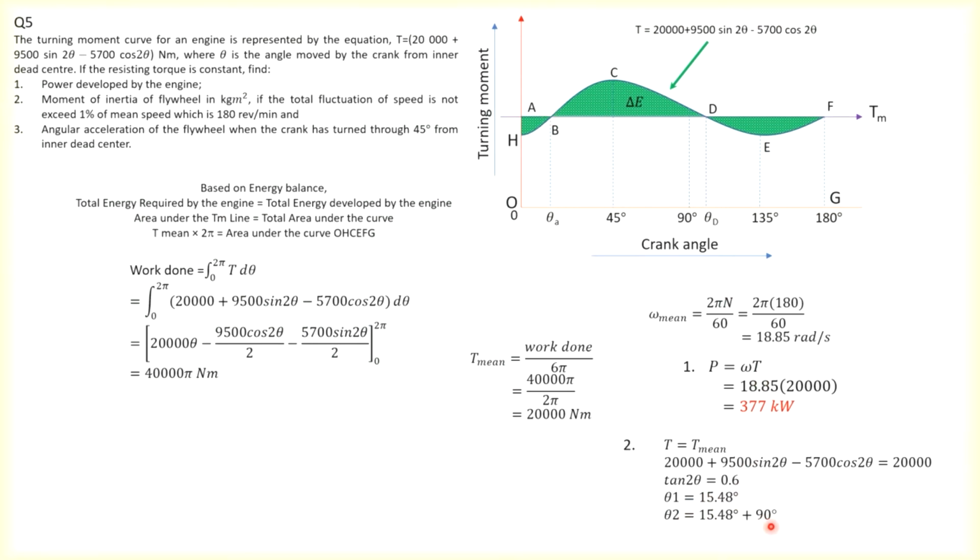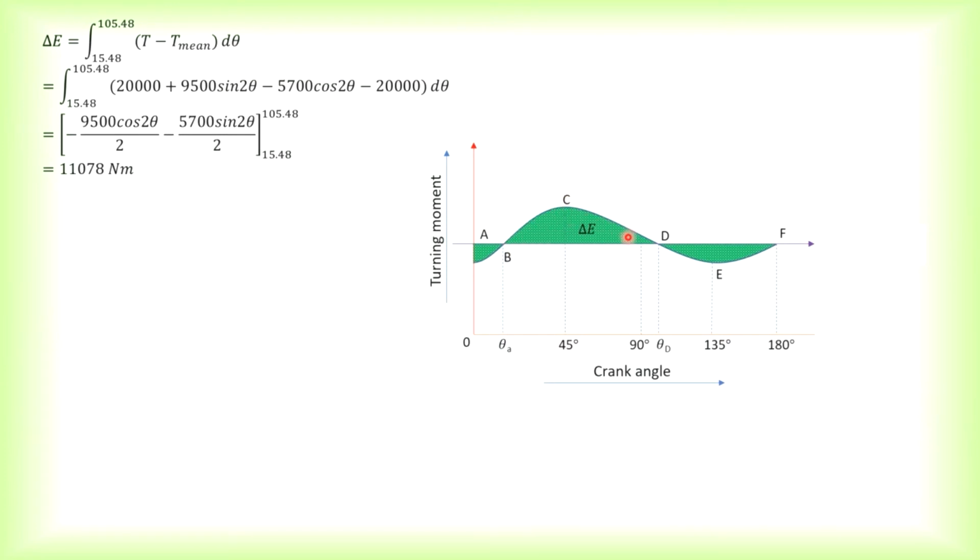And then if you add 90, so let's say this is 90, you add it with this equation, you will get your theta D, which is the second limit. So once you have found both the upper and the lower limits, now you can go ahead by finding this area. Taking this section here and this section here, you need to take the equation T, which is above the mean torque. This is the mean torque, this is the equation. You can take the equation minus T mean, with the upper and lower limits which we have found.